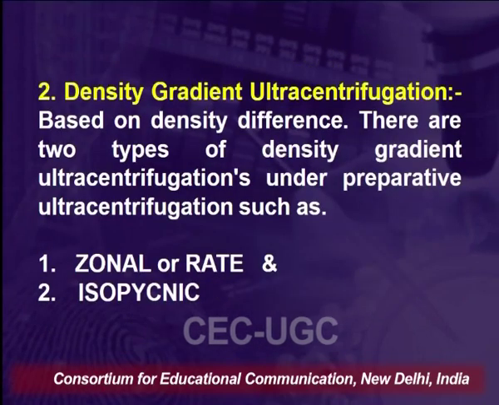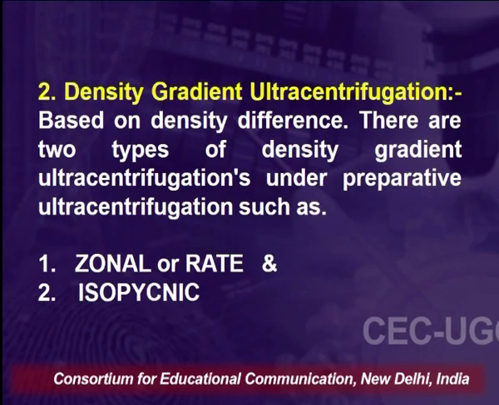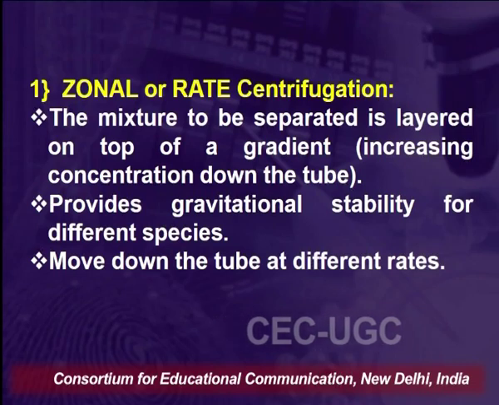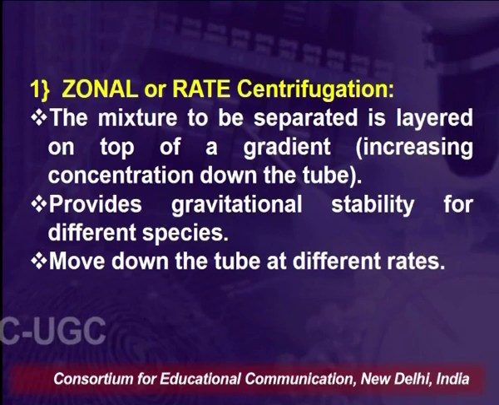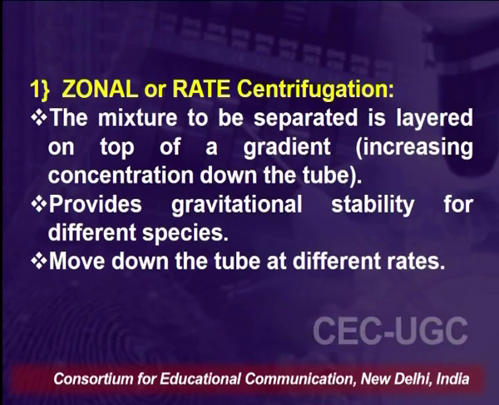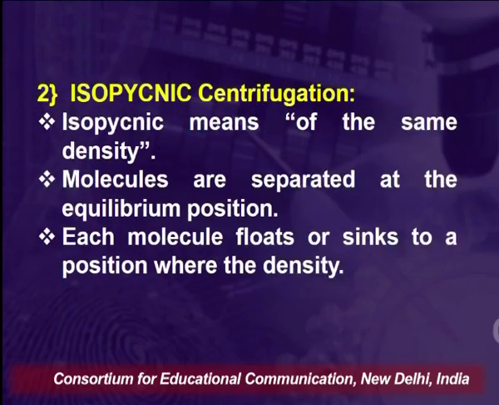Density gradient, as we have discussed, can be zonal or rate, and it could be isopycnic. In zonal or rate centrifugation, the mixture can be separated. On the top of a gradient, the sample is put, with increasing concentration down the tube, and as the sample moves down the tube at different rates, it can be separated. Whereas in isopycnic centrifugation, the same density is maintained, and the molecules are separated at the equilibrium position, where each molecule floats or sinks to a position as per the density of the particular material.